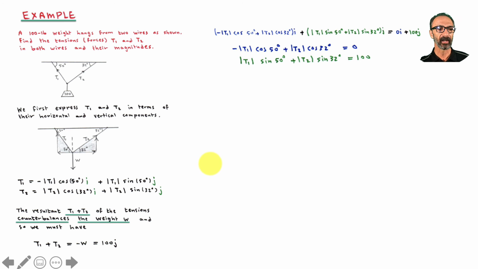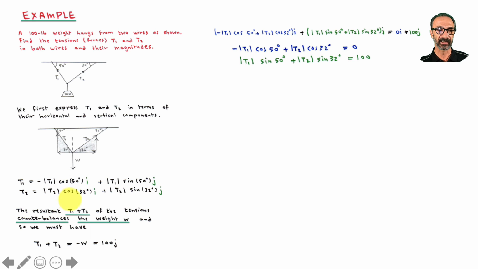And where the I part comes from, I have minus T1 cosine 50 I. That's with the I part up here. And from the T2 component, I have T2 cosine 32 I, cosine 32 times T2 magnitude. After rearranging, this is the I part and this is the J part.